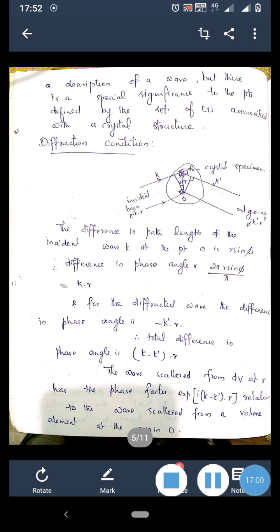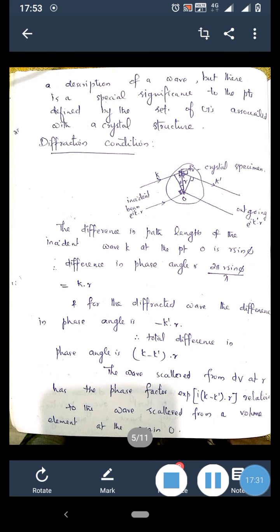Every point in Fourier space is associated with the description of a wave, but the points described by the reciprocal lattice vectors, the G's associated with the crystal structure, have a special meaning as far as the crystal structure is concerned.